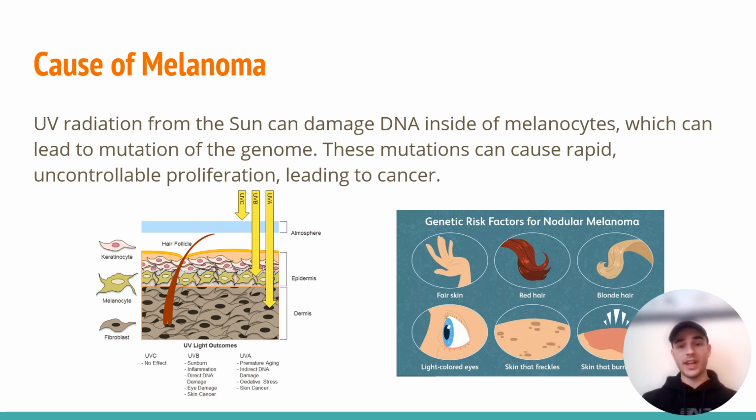And some risk factors for melanoma, as mentioned before, are countries where the populace has fairer skin, red hair, blonde hair, light-colored eyes. All of those are signs of not having a lot of melanin in the skin, which allows for more penetration of the UV into the lower levels of the epidermis and the more superficial layers of the dermis.